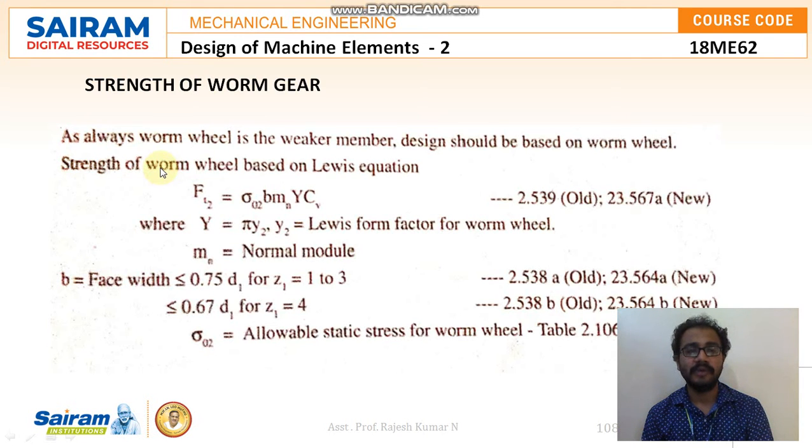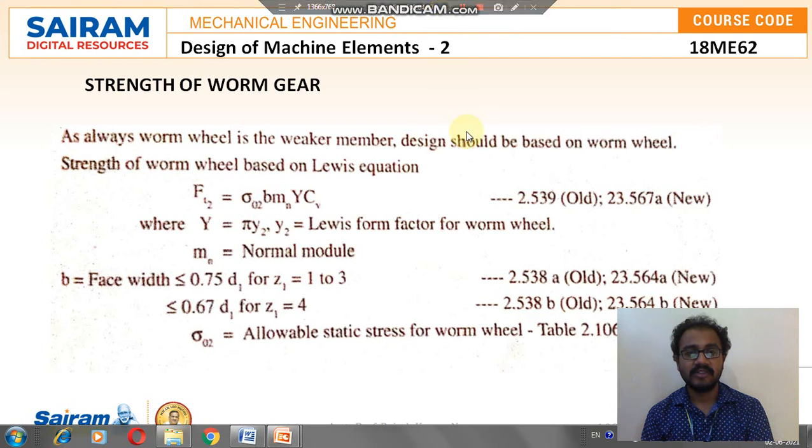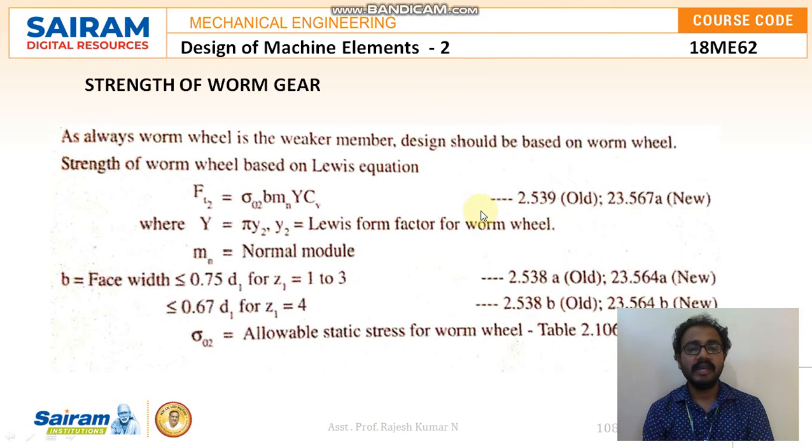Now we can move to the actual topic of this video, that is strength of the worm gear. As always, the worm wheel is the weaker member, because it is basically a circular shape with the teeth on the circumference. So as usual, the worm wheel is the weaker member. The design should be based on the worm wheel only, not on the worm, that is the screw.